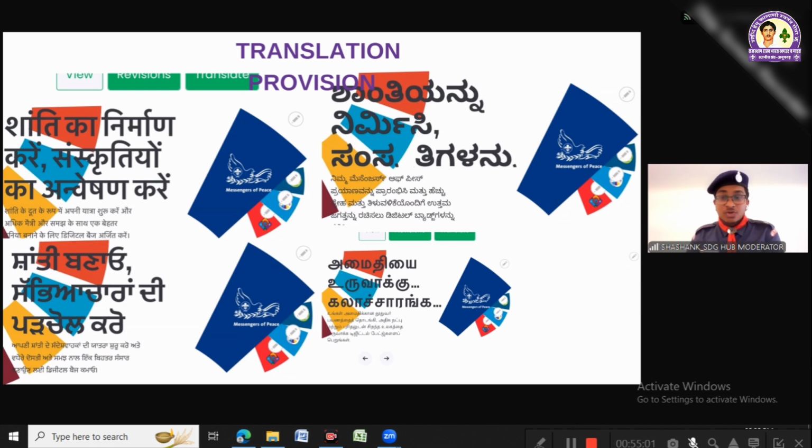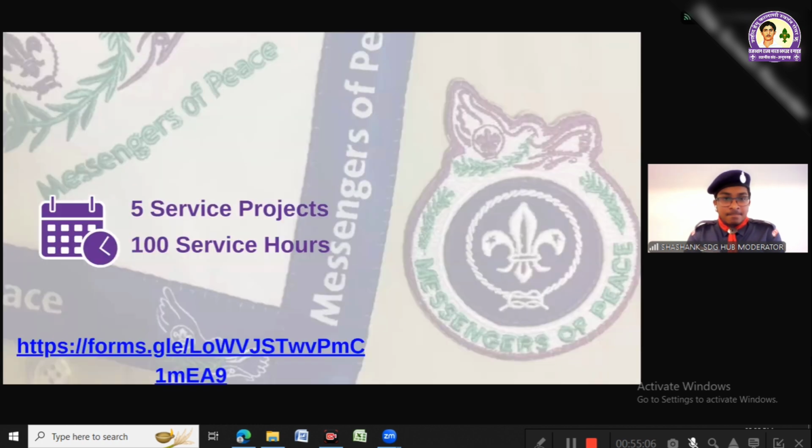Yes, a very, very interesting topic that many of us are willing to in turn get. That is the Messengers of Peace ring badge. Different countries have different requirements. So does India. For a scout or guide of the Bharat Scouts and Guides to secure the Messengers of Peace ring badge, they need to upload 5 service projects.